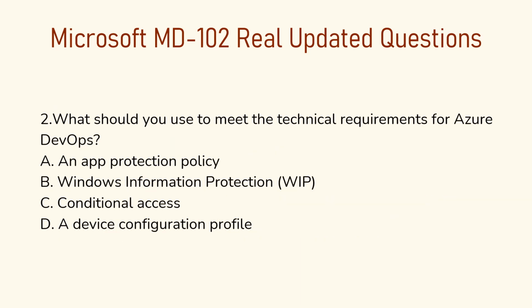2. What should you use to meet the technical requirements for Azure DevOps? A. An app protection policy. B. Windows Information Protection, WIP. C. Conditional access. D. A device configuration profile.